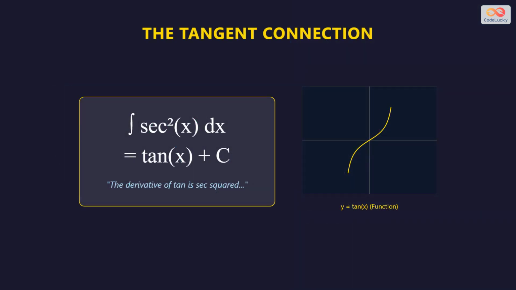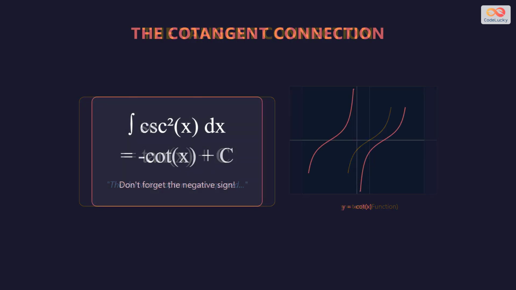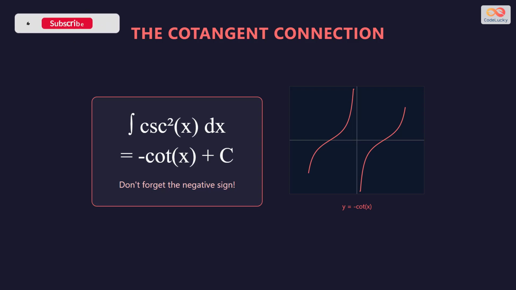Now for the squared terms, recall that the derivative of tangent x is secant squared x. This means the integral of secant squared x is simply tangent x plus c. Similarly, the derivative of cotangent x is negative cosecant squared x, so integrating cosecant squared x gives us negative cotangent x plus c.